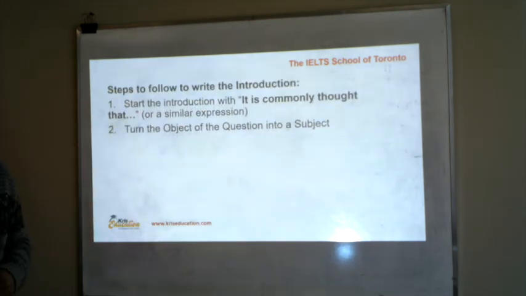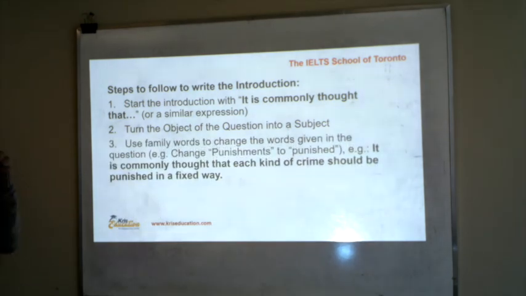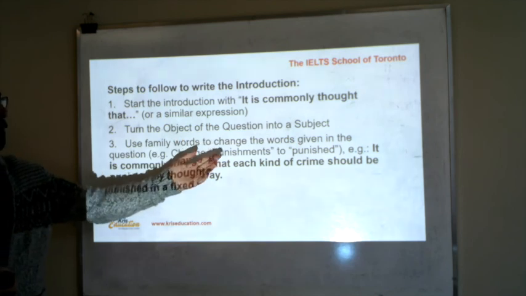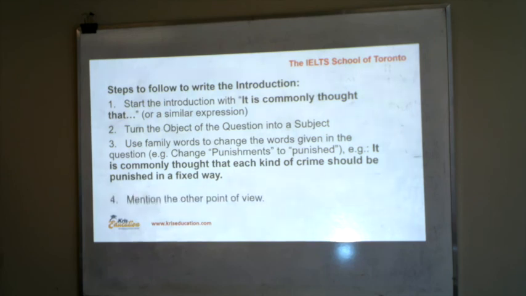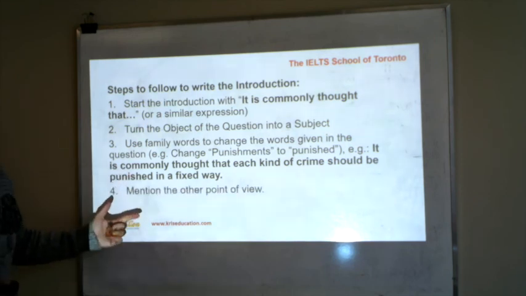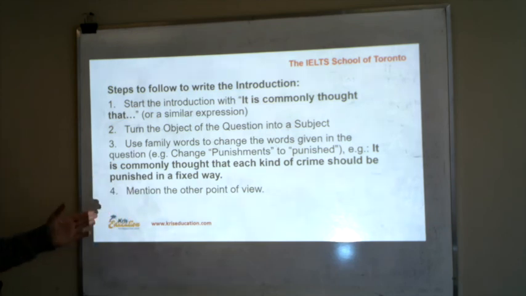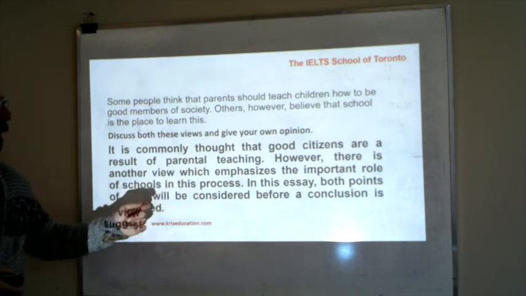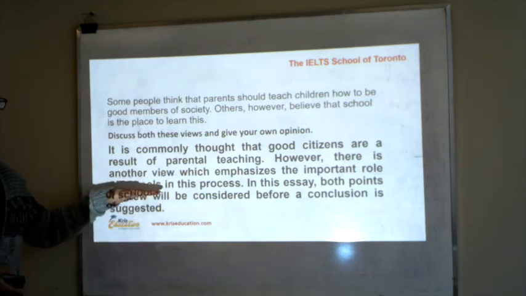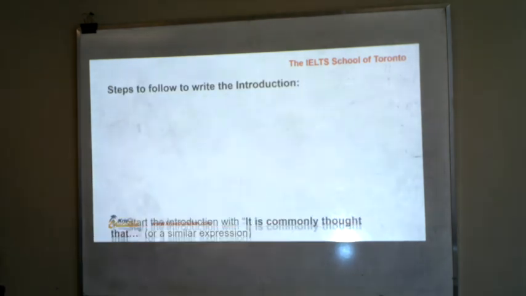So turn the object of the question into a subject and underline the keywords and think of family words for these keywords. Things that we need together, such as punishment, for example, punishment goes to punish, and so on. Mention the other point of view. You can use half of the sentence that we saw together, which was, it is, however, let's go back and let's see how the sentence goes. Yeah. However, there is another view which emphasizes the important roles of, and just put the focus of the second sentence here.